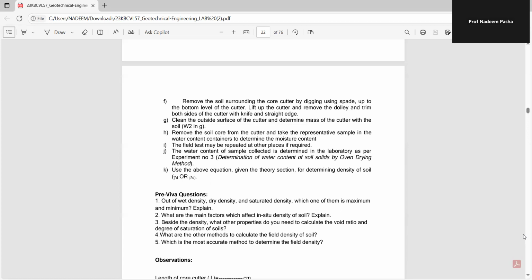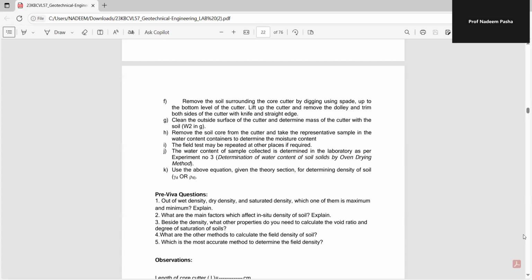So what are the pre-viva questions? Out of wet density, dry density and saturated density, which one of them is maximum and minimum? Explain. See here, this value may vary. You cannot say that dry density will always be maximum or wet density will always be minimum. Depending upon the soil properties, it may vary.